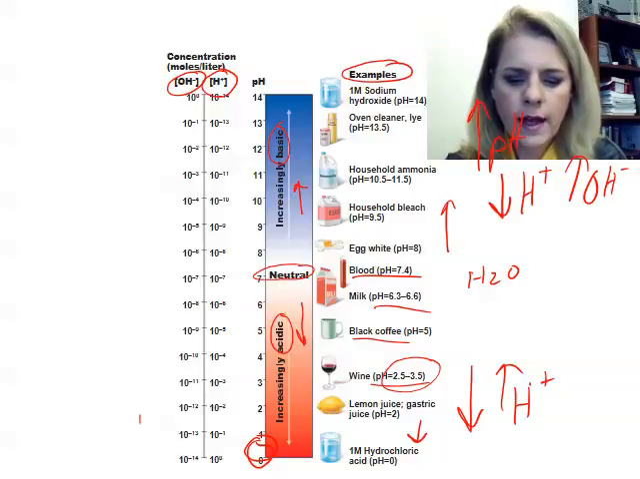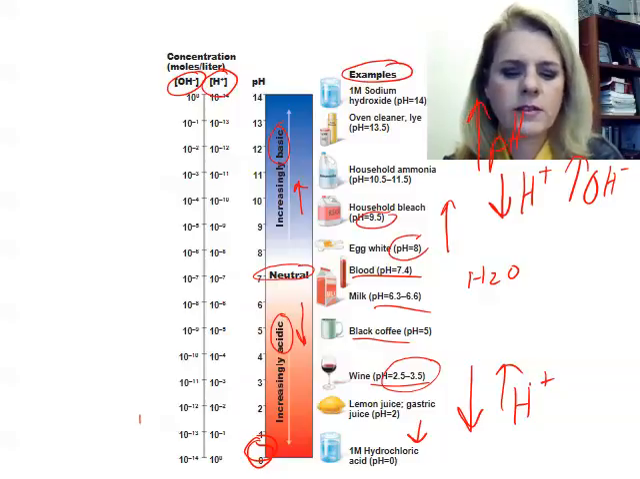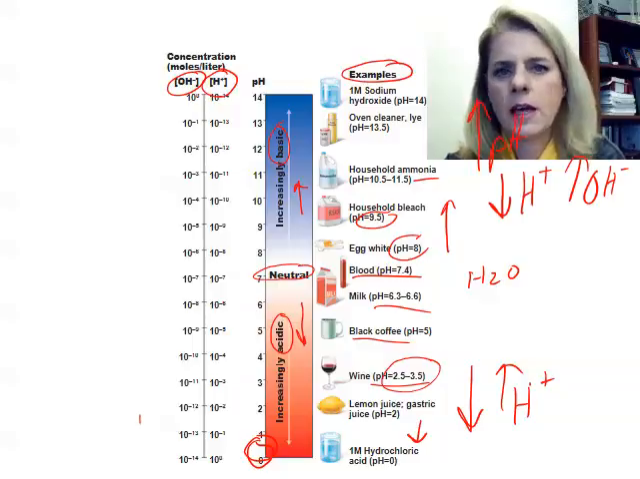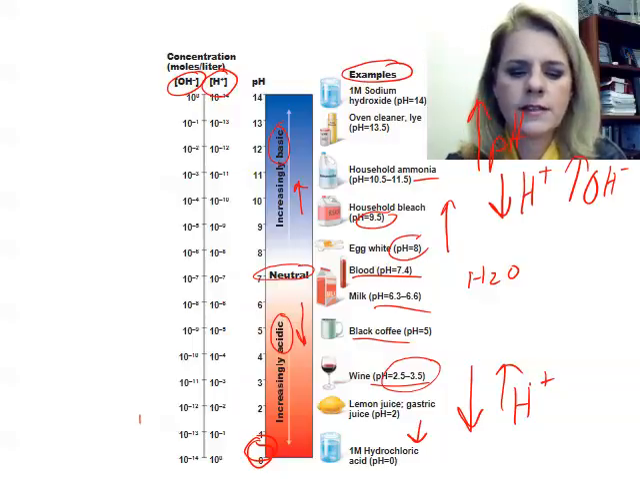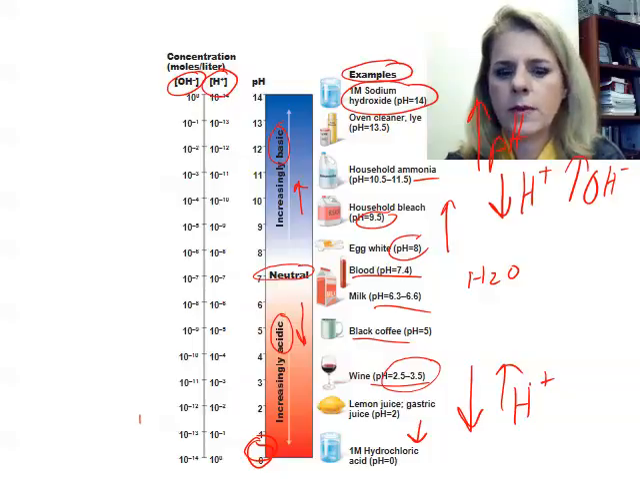Going the other way, egg whites are considered basic. They have a pH of 8. Go more basic, pH of 9.5 would be household bleach. Ammonia has a pH of about 10 to 11. Sodium hydroxide would be your most basic with a pH of 14.